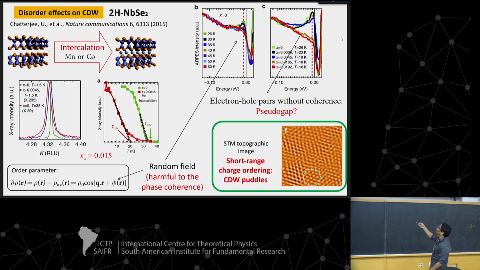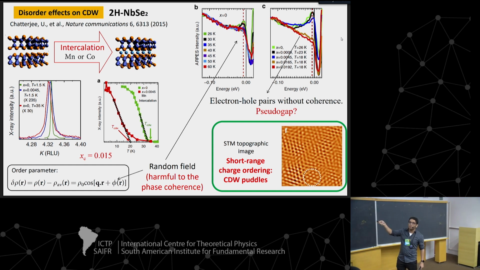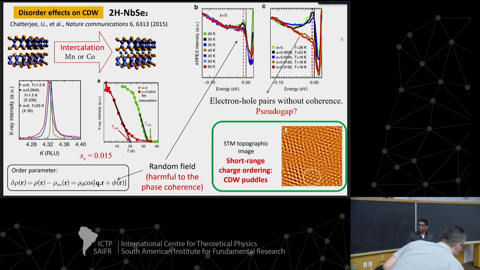Oh, yes. So what happens here is your temperature is pushed down with disorder. And for a concentration like 1%, you have already destroyed the charge density wave. This is enough to destroy the charge density wave. So a very small disorder is enough.